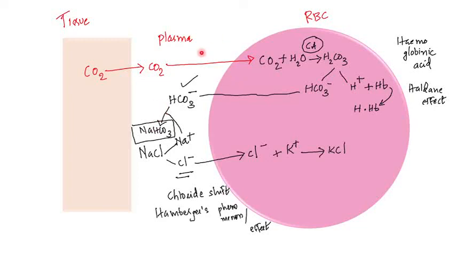In this mode of transport as bicarbonate, we have to focus on two effects: one is the Haldane effect, and the next is the chloride shift. Chloride shift is very important, and you have to draw this particular diagram while explaining the chloride shift, or Hamburger's phenomenon, or Hamburger effect.